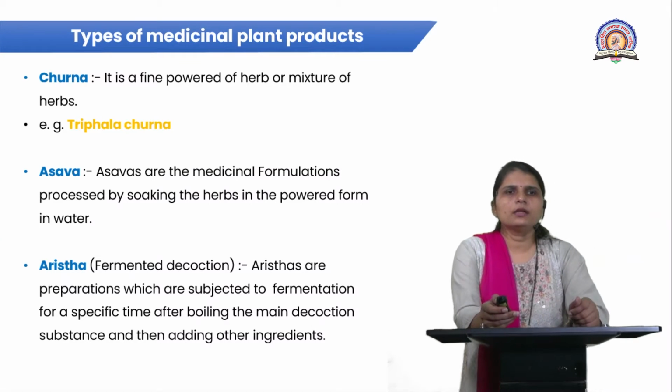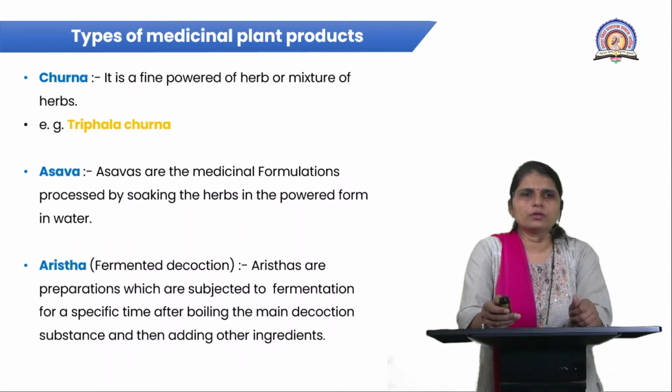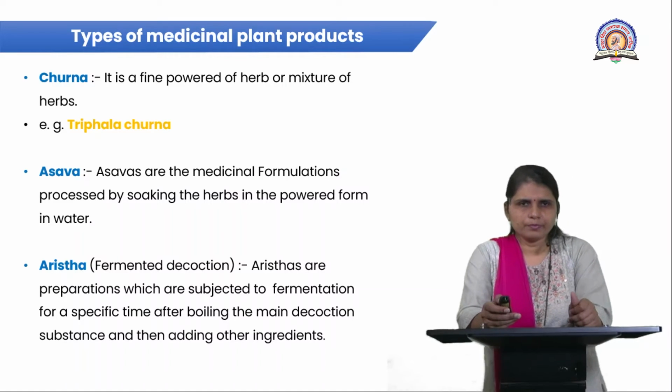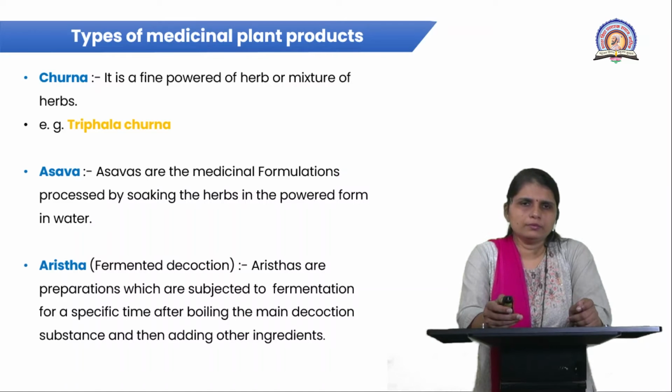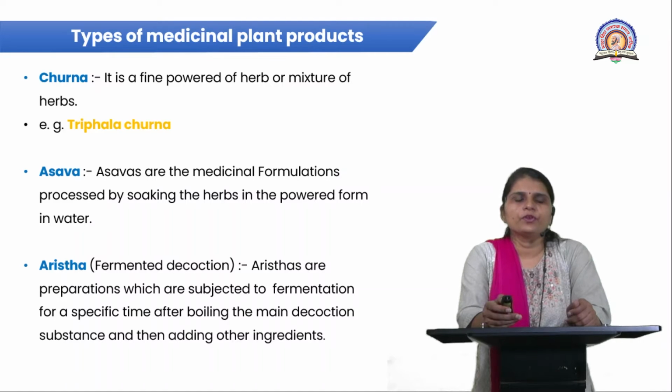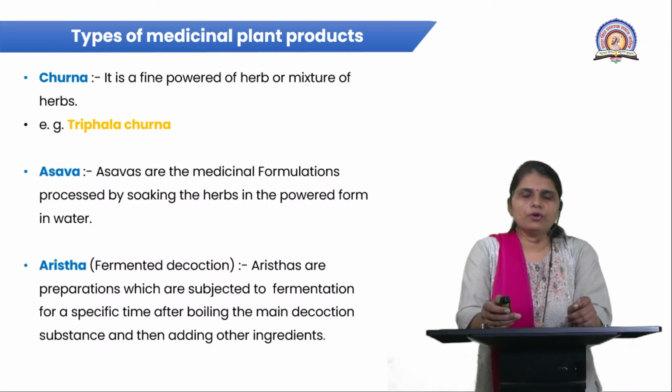Then next is the types of medicinal plant products. Types of medicinal plant products, or plants used as medicine and making medicinal products. These are the three main types of medicinal plant products: churna, asava, and arishta. First is the churna. It is a fine powder of herb or a mixture of herbs.